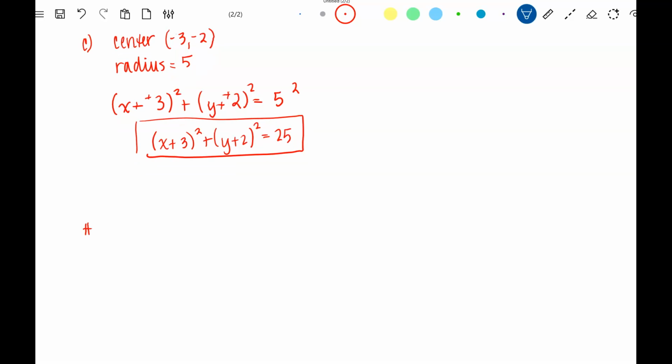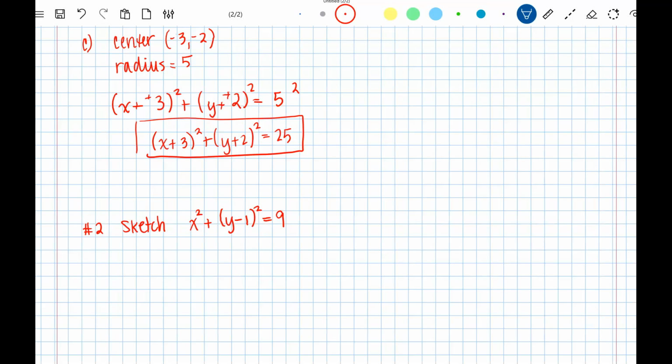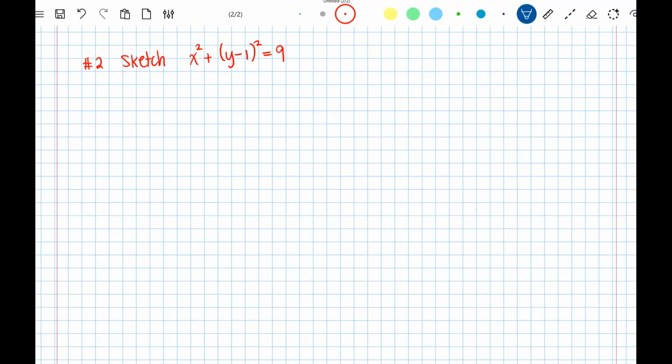Then I want us to sketch this equation. X squared plus y minus 1 squared equals 9. Okay, so our center, since there's nothing being added or subtracted to the x part, the x of our center is 0, and our y is 1. And remember, our radius is not 9 because when we write the equation, we square the radius. So to go back to the radius, we square root 9, so our radius is 3.